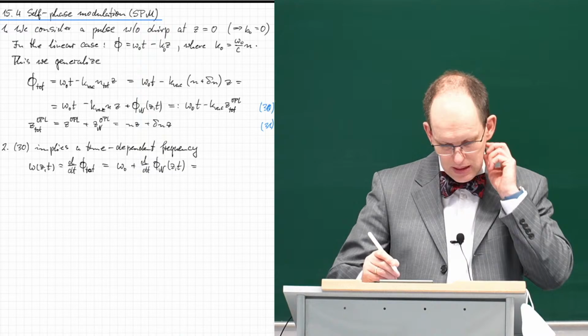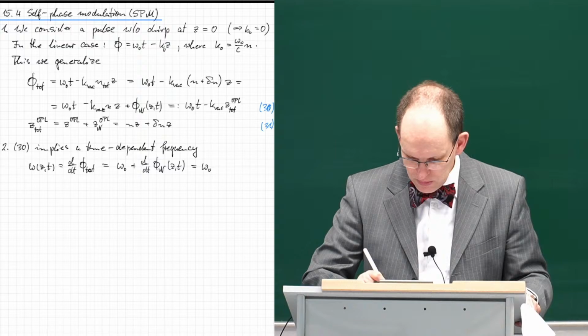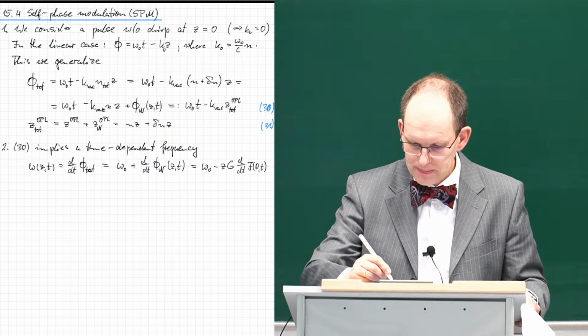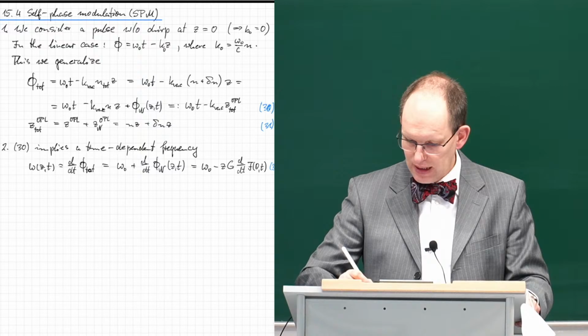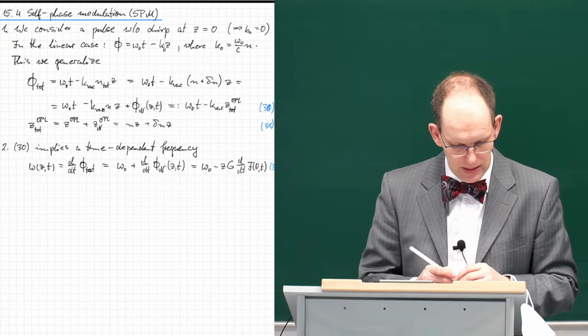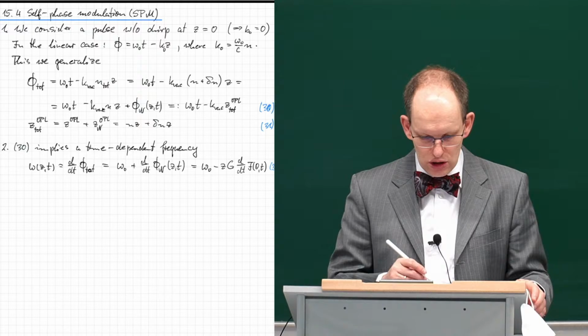Now, again, you can write different expressions for that. One would be omega naught minus z times g, and now the derivative of the intensity. Yeah, the time dependence is only in the intensity. So we find that the time-dependent frequency depends on the derivative of the intensity. We take, again, the special case of a Gaussian pulse in order to get an idea of what will go on.